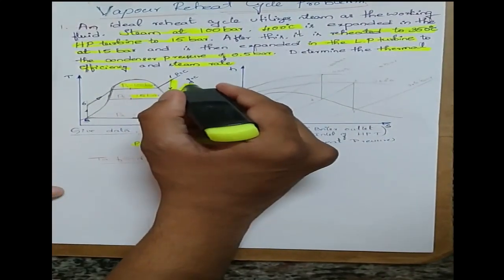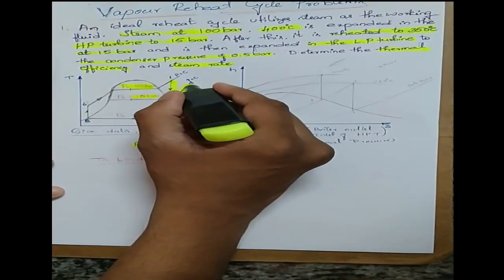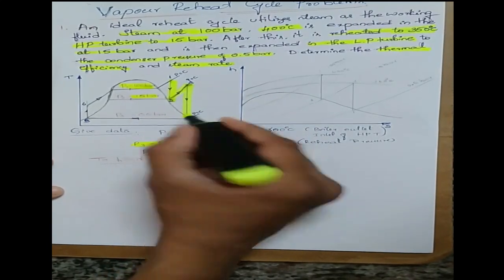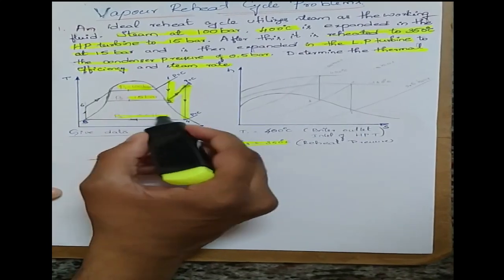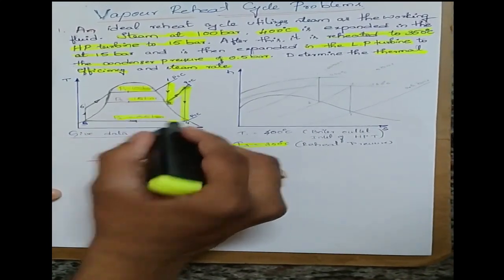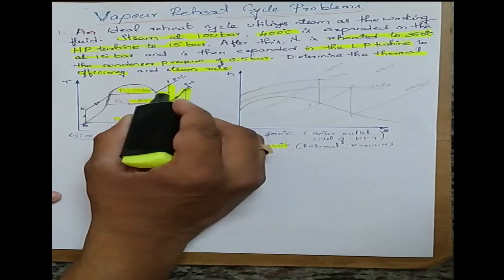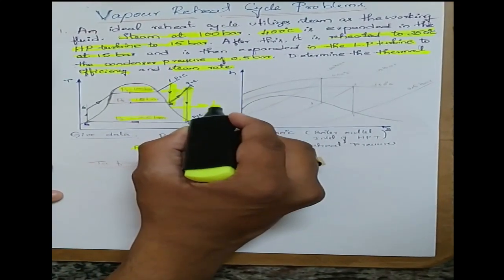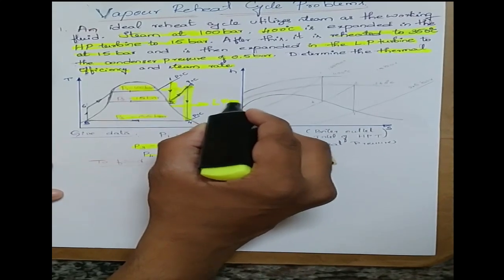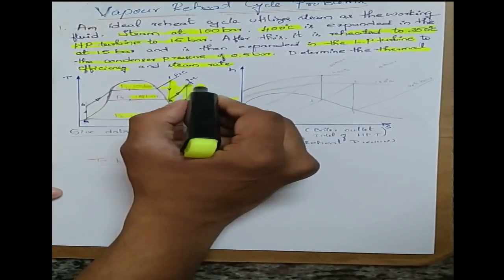Then from point 3, it is a low pressure turbine. It expands to how much? It expands to 0.5 bar, then it enters a condenser. So this is the high pressure turbine, and this is the low pressure turbine.